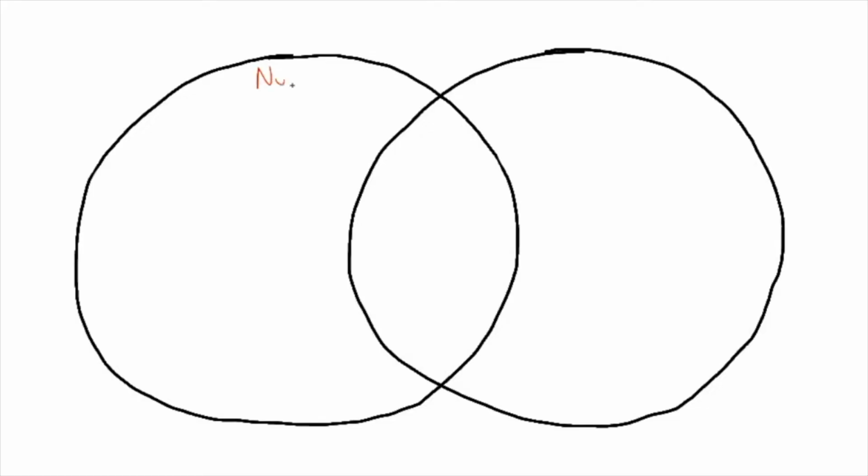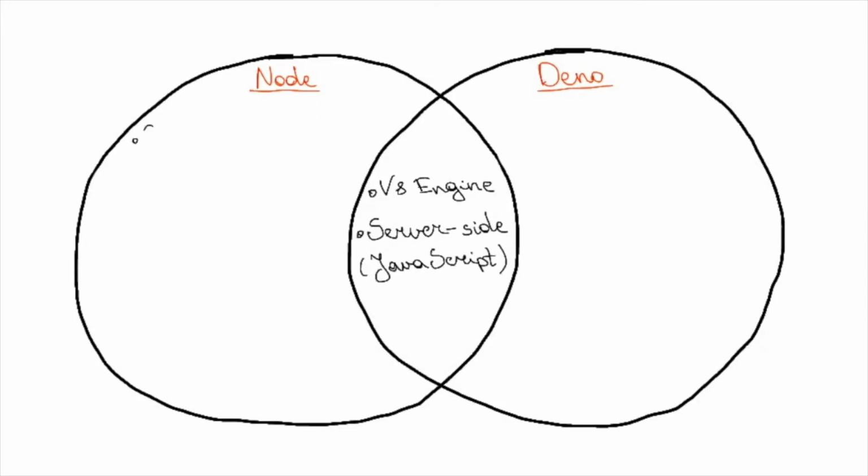Now, let's look into the similarities and differences with Node.js. Since Deno is basically a Node.js replacement, it's very useful to compare the two directly. So from the similarity side, both are developed upon the V8 Chromium engine, and also both are great for developing server-side with JavaScript. If we look at the differences, we can see that Node.js is written in C++ and JavaScript, while Deno is written in Rust and TypeScript.